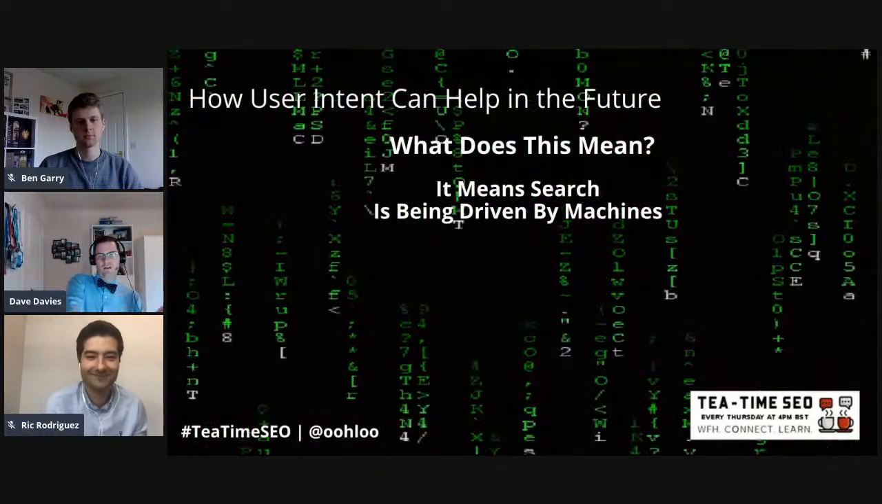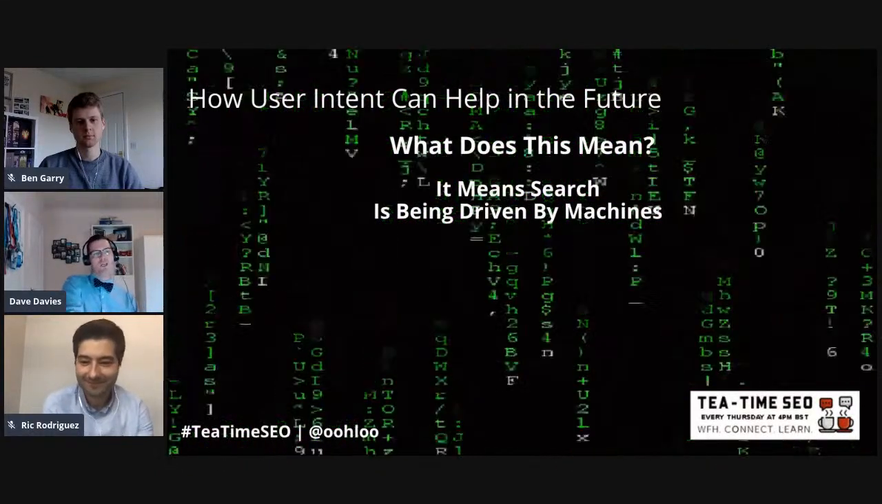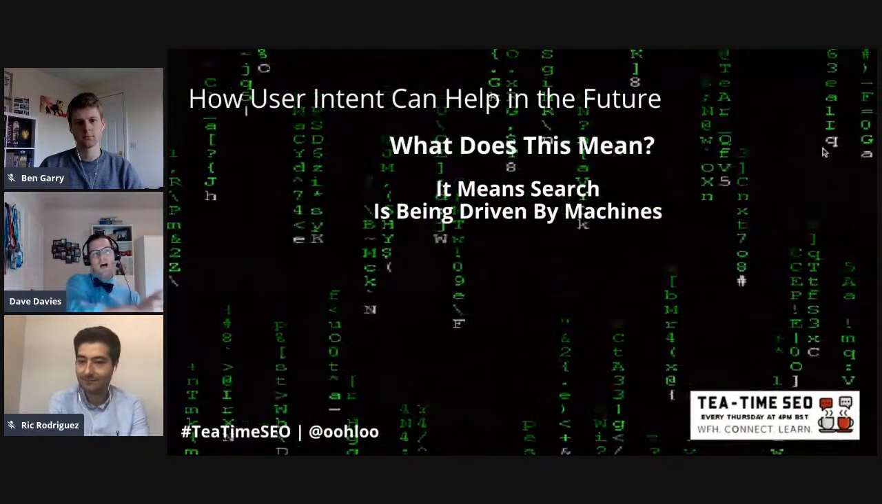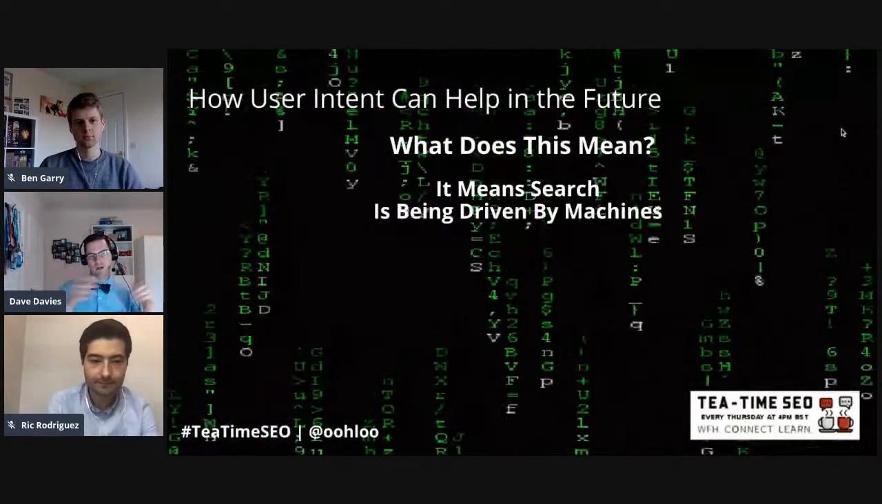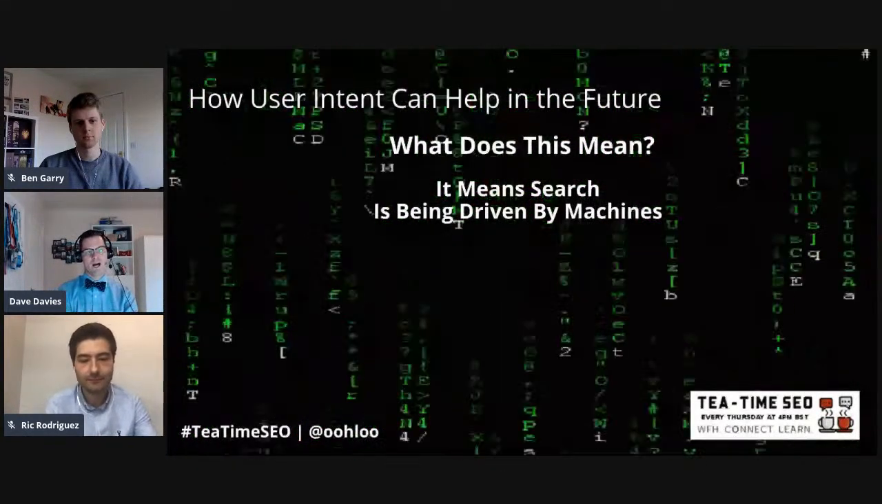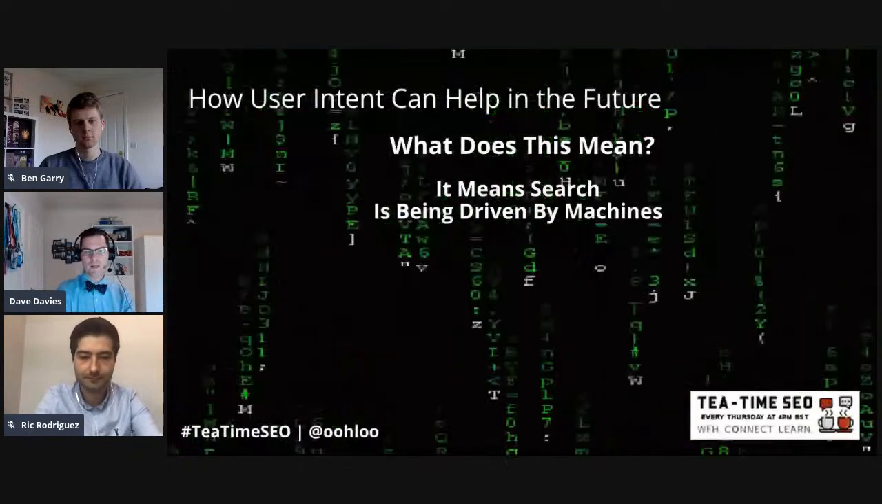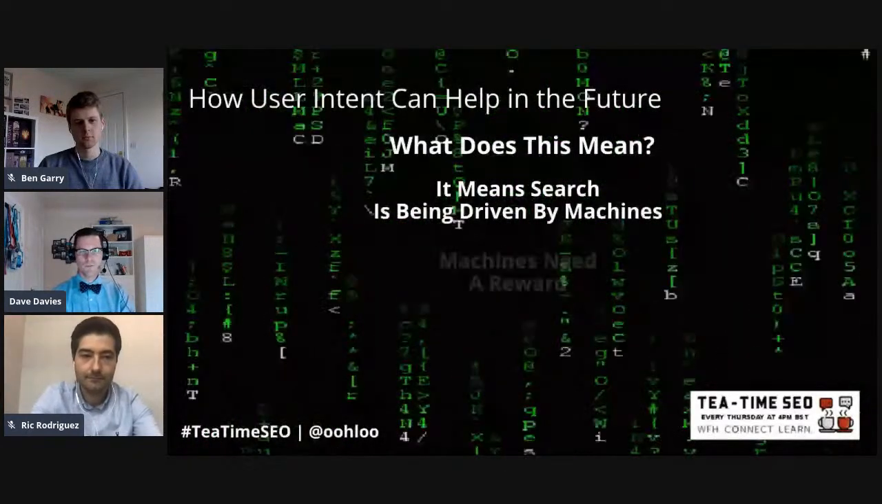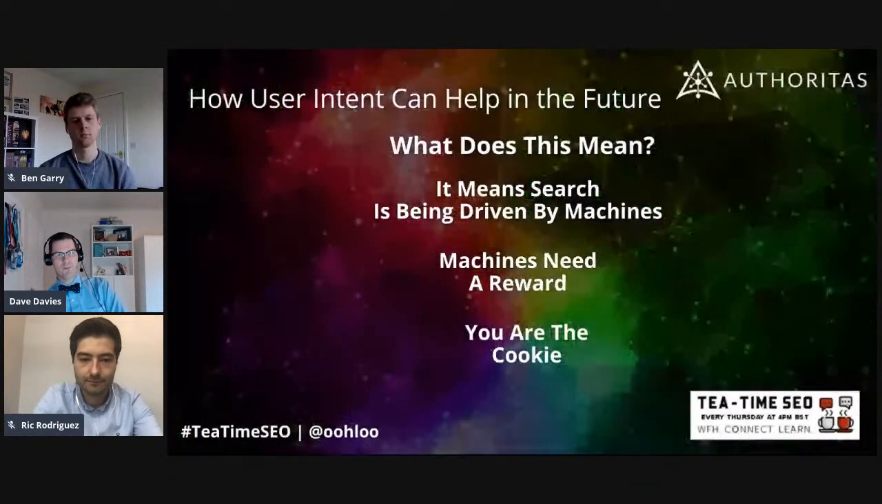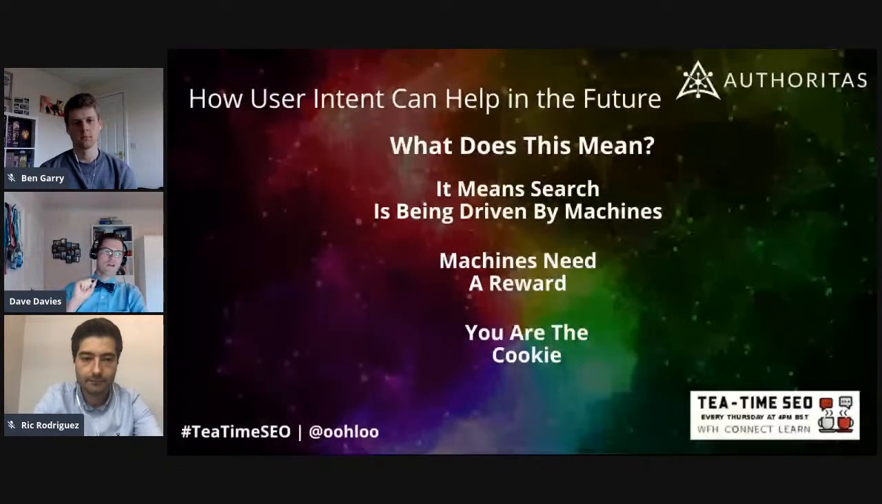It means that the search is now being driven by machines. This is just what we know. It started with RankBrain in 2015, and it's moving forward to now. Anybody who saw Search On last week is well acquainted with the amount of AI that's being dumped into search. Okay. So to properly train and keep a system upgraded, machines need a reward. That reward is you. You are the cookie.